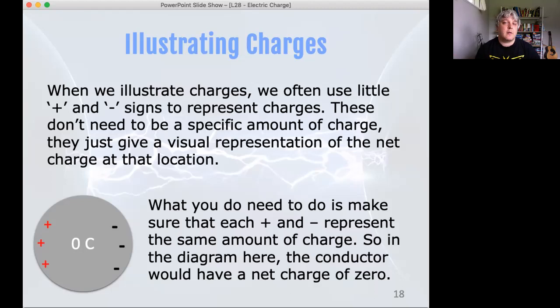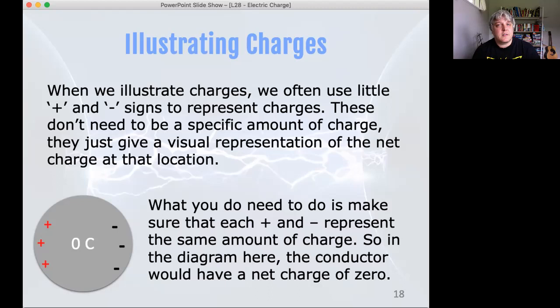We want to be very clear and obvious about what is happening, but we don't want to make our diagram so cumbersome that it's impossible to interpret. So what you need to do when you draw such a diagram is make sure that, regardless of how much the plus and the minus represent, each one represents the same amount, plus some amount and negative the same amount. Every plus is the same and every negative is the same.